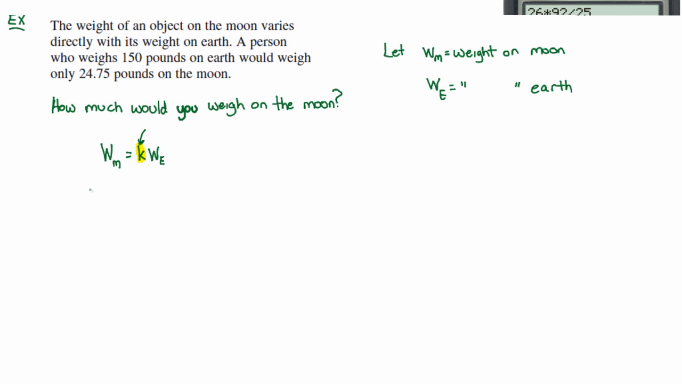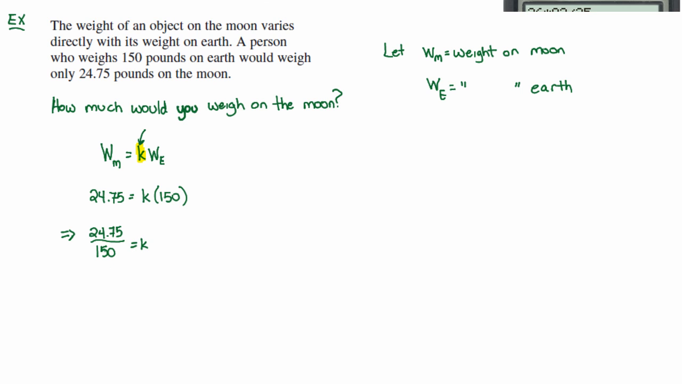So the weight on the moon is 24.75 pounds. I don't need to write that in. Equals k times the weight on the Earth, 150 pounds. And again, I'm not writing the words pounds here because they're the same units. I know that when I divide by 150 pounds, the words pounds will end up canceling, so there's no point. Now, if we were talking pounds and ounces, I would likely write in the units so that I can do some unit conversion, but no need here. Anyhow, this implies that k is going to be 24.75 over 150.